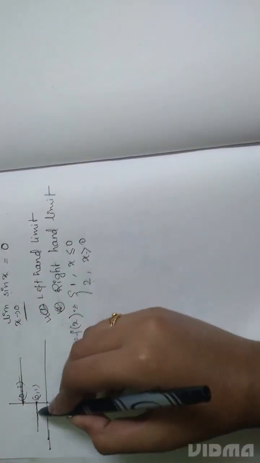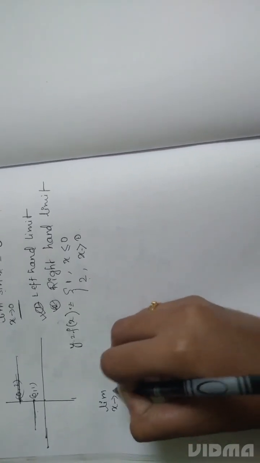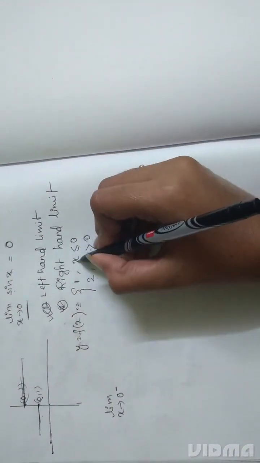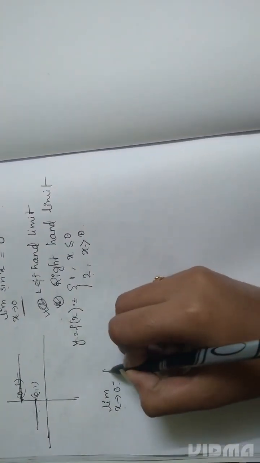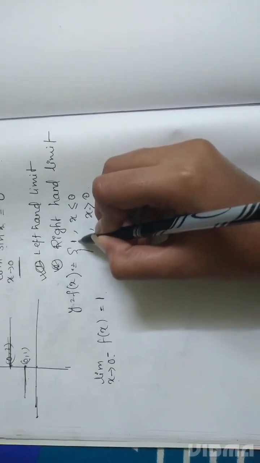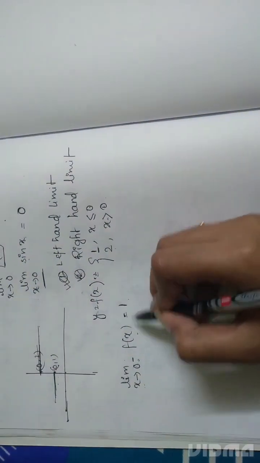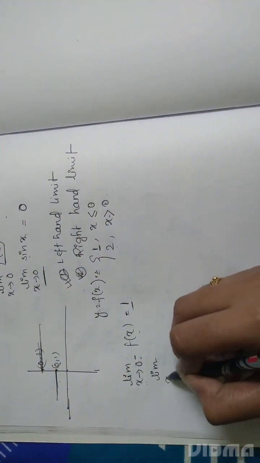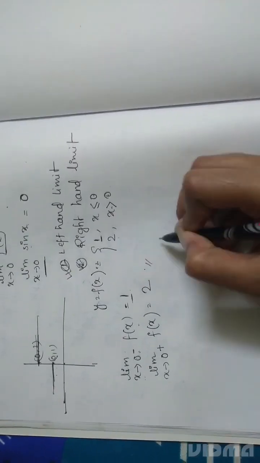Now how can we write left hand and right hand limit? We can write it as limit x tends to 0 minus. Why 0 minus? Since x is less than or equal to 0, x is less than 0. So limit x tends to 0 minus f of x is equals to 1. And the right hand limit can be written as limit x tends to 0 plus f of x is equals to 2. Done.